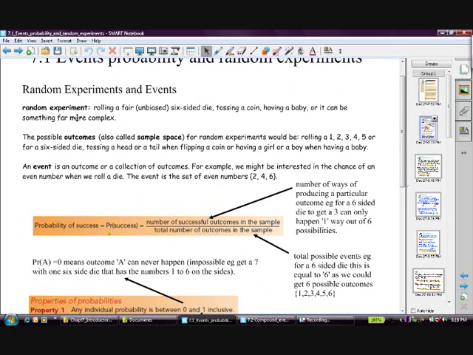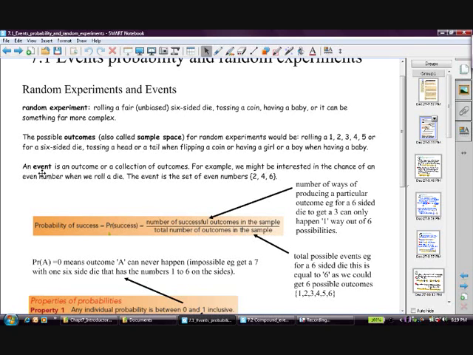Random experiment speaks here of an unbiased 6-sided die, tossing a coin, even having a baby in there. That's not sort of a fixed event, it just occurs. You could have a boy or a girl, who knows what the result might be, or something more complex. Outcomes is also called the sample space. What results can you get? If you've got a 6-sided die, you can only get a 1, 2, 3, 4, 5 or a 6. Tossing a coin, head or tail, and so on. A baby, having a boy or a girl. So that's the sample space, or the outcomes.